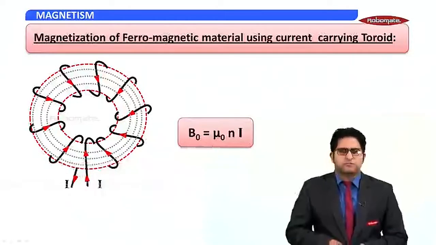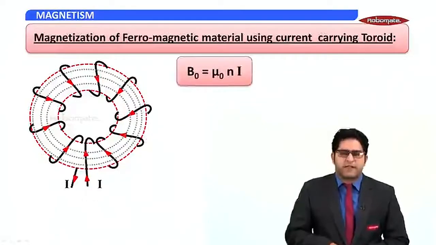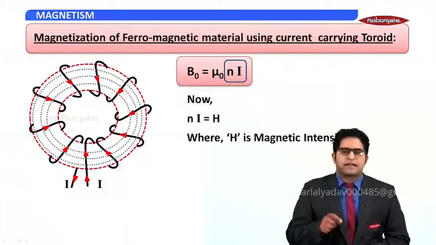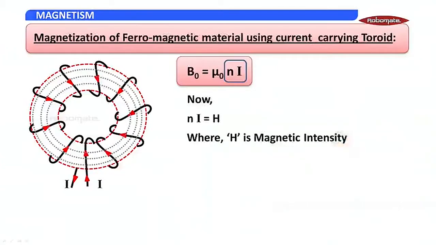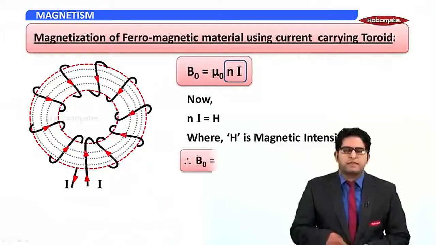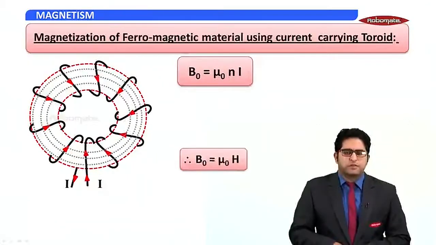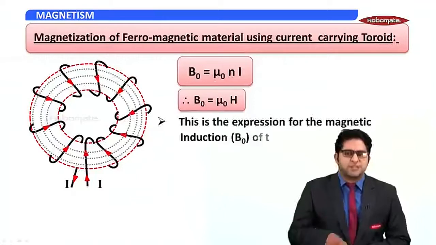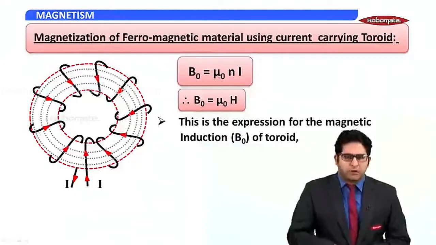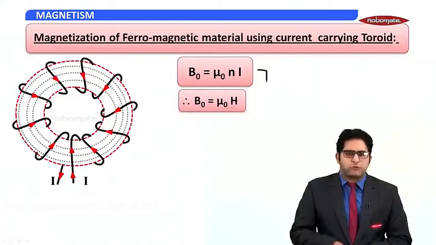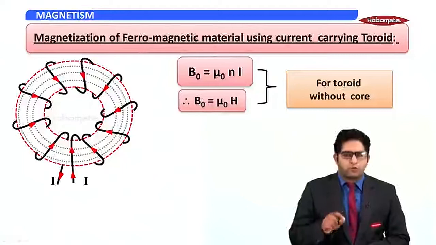Now let us move further. This last formula is important, we'll carry it further. The term Ni in the formula is referred to as H, and this H is called magnetic intensity. This also we have learned in the previous modules. Now if I replace this Ni by H, what will I get? I'll get B naught is equal to mu naught into capital H. This last expression is the expression for the magnetic induction B naught of the toroid, and that too without core. So these last two formulas are for the toroid without core.